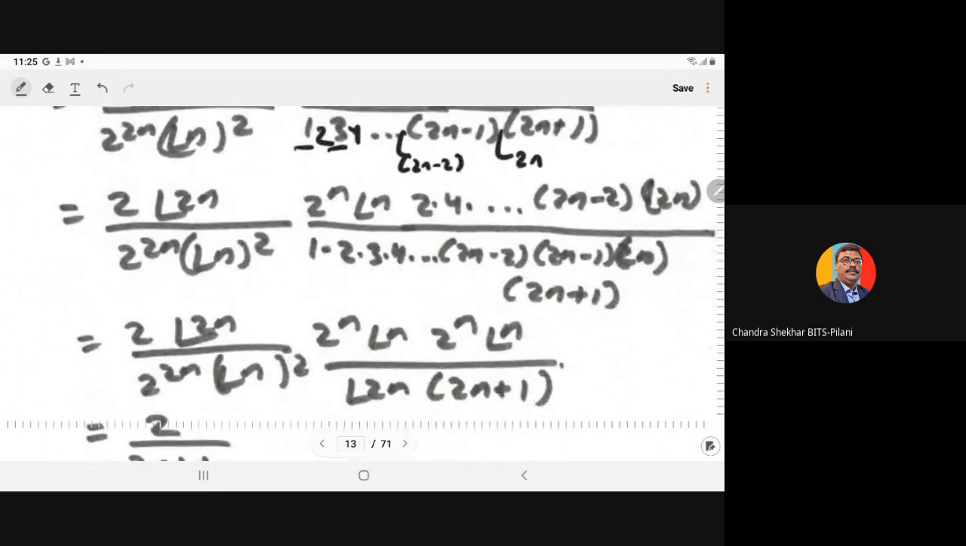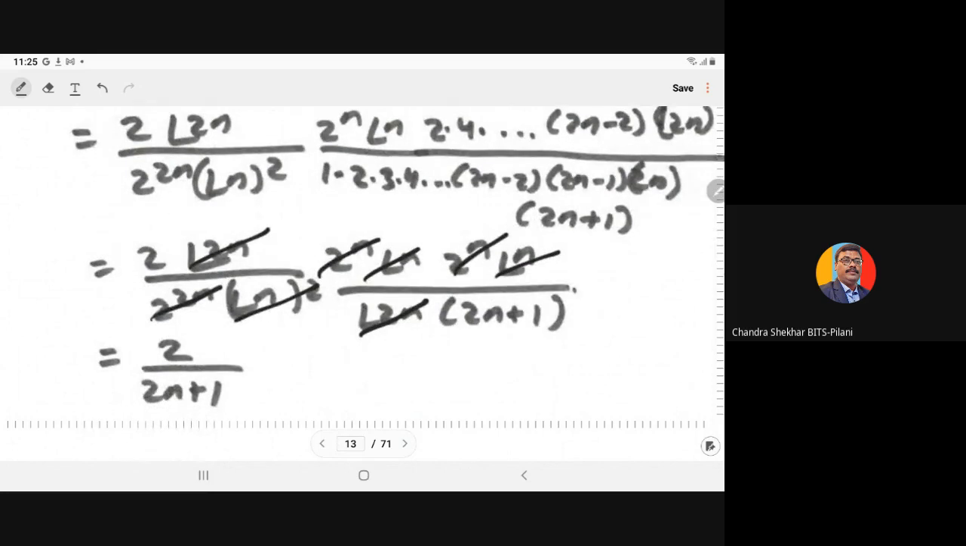And what is the benefit? Below we have the factorial of 2n into 2n plus 1. In the denominator we have factorial 2n into 2n plus 1. So what will happen? Here the factorial 2n will cancel with the factorial 2n, 2 to the power 2n will cancel with 2 to the power 2n, factorial n square will cancel with factorial n square. So here we have only 2 upon 2n plus 1.